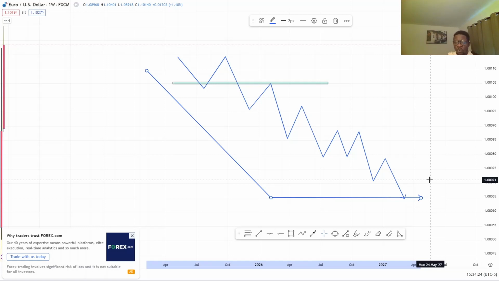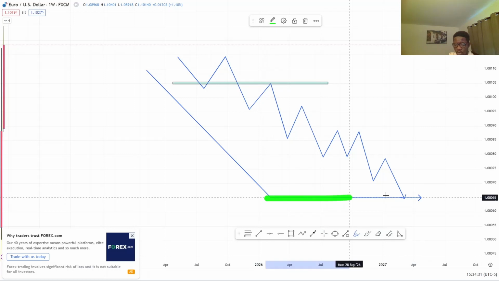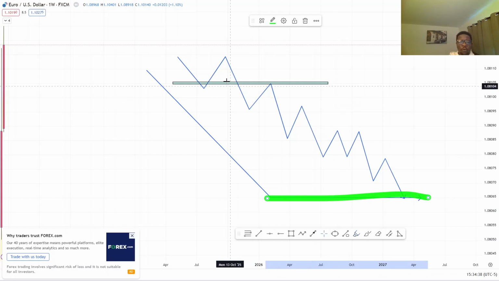Okay, so we know that price is coming all the way down to this zone. We know that for a fact. Let's assume that we know that price is coming here. It's going to be price 1.080665. So price is now going to drop all the way down like this, straight like this. It's going to come down, retrace a little bit, come down, retrace, come down, consolidate, and boom.